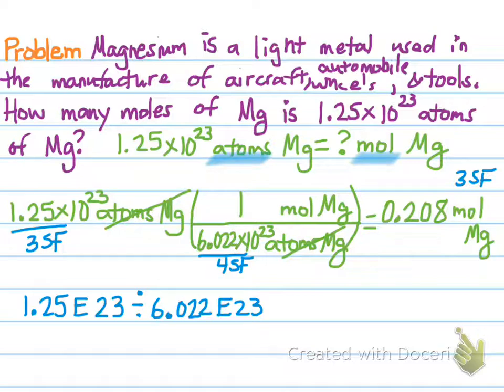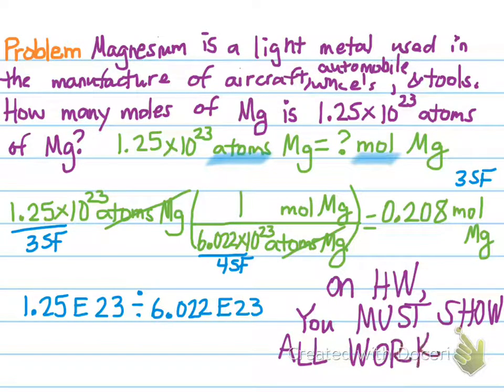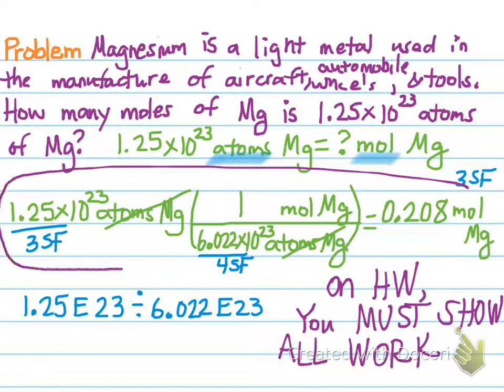So this was our first problem example. I'm very particular, okay? On homework, you must show all your work. Not going to give you credit if you don't. And by all your work, I mean you need to show this. Okay? So that's what I want to see on your homework assignments.